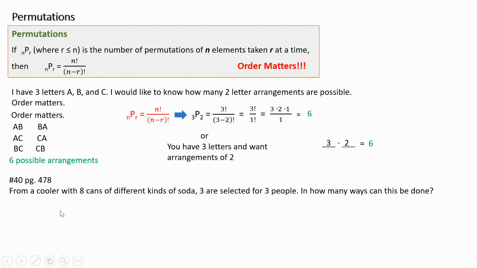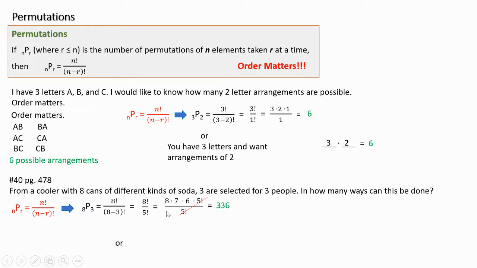Number 40 from page 478. From a cooler with 8 cans of different kinds of soda, 3 are selected for 3 people. How many ways can this be done? So again, permutation-wise, you have 8 total, and you want to put them in sets of 3. There's going to be 8P3. Why did I stop here at 5 factorial? Because I know these are going to cancel. So just multiply 8 times 7 times 6, and it gives you 336.